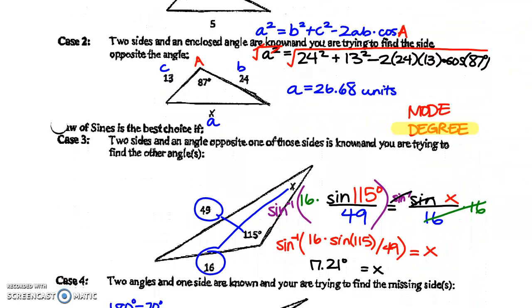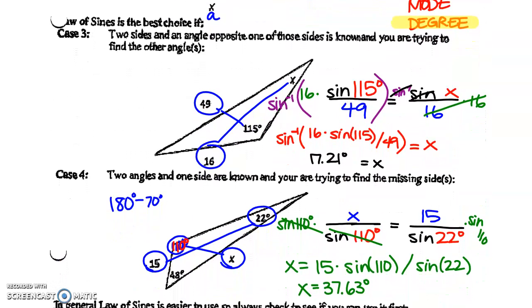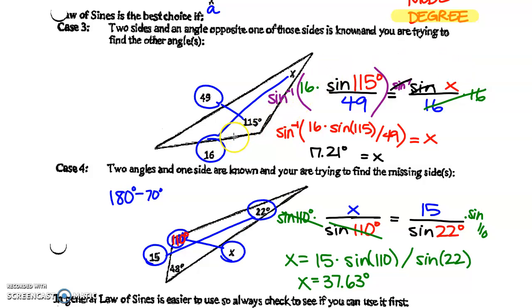Okay, law of sines. This is where law of sines is best. If you have two sides and an angle opposite, and one of those sides is known, and you're trying to find the other angle, or if you have two angles and one side is known and you're trying to find the missing side. So let's go through this case 3 right here.